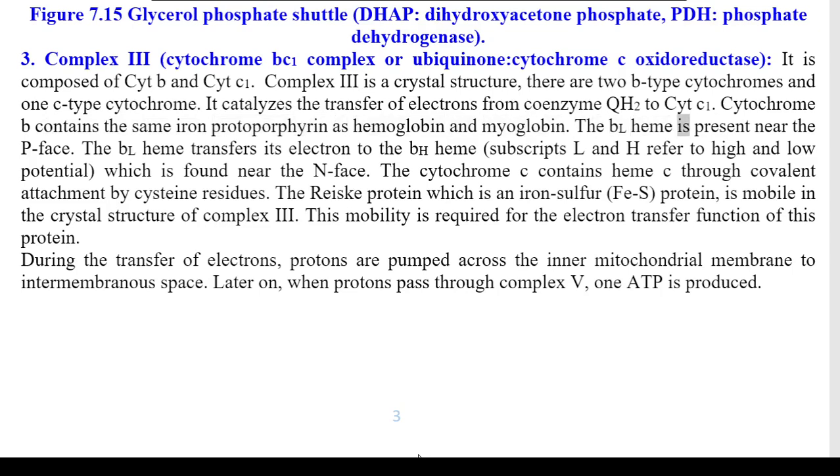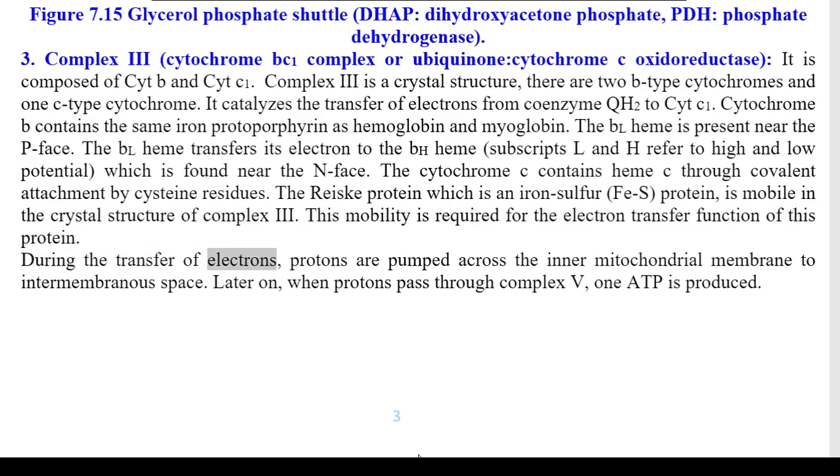The bL heme is present near the P face. The bL heme transfers its electron to the bH heme. Subscripts L and H refer to low and high potential, the latter found near the N face. The cytochrome c1 contains heme c through covalent attachment by cysteine residues. The Rieske protein, which is an iron-sulfur protein, is mobile in the crystal structure of complex III. This mobility is required for the electron transfer function of this protein.